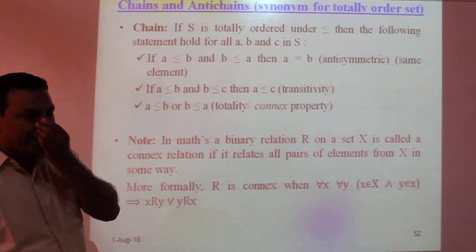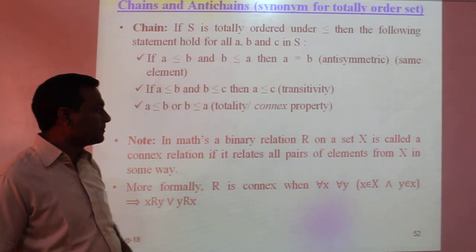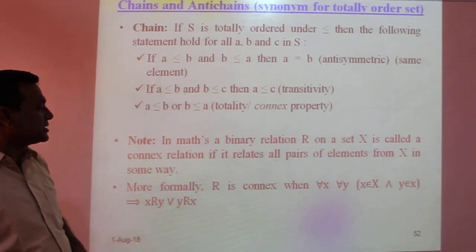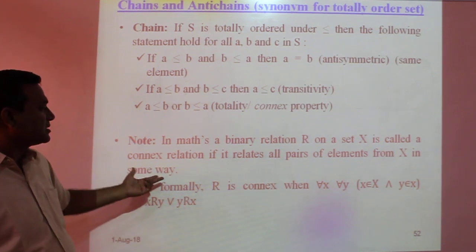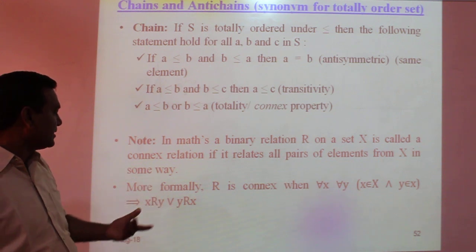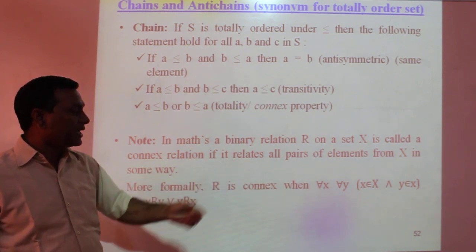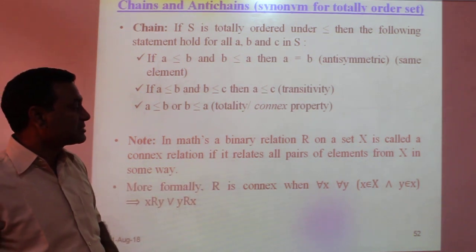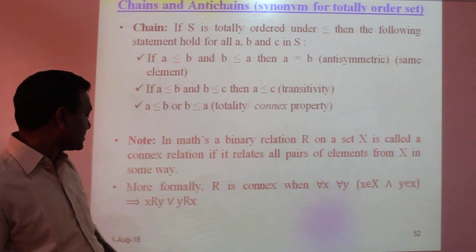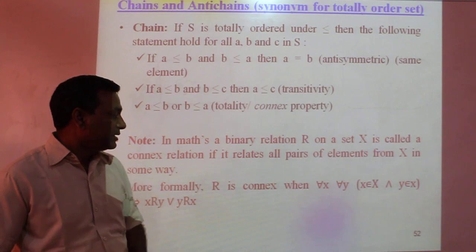It is to be noted here that in mathematics, a binary relation R on a set X is called a Fonex relation if it relates all pairs of elements from X. In some way, X is some set. More formally, we can say R is Fonex when for all x and for all y, x in X and y in X implies that x is related to y or y is related to x.